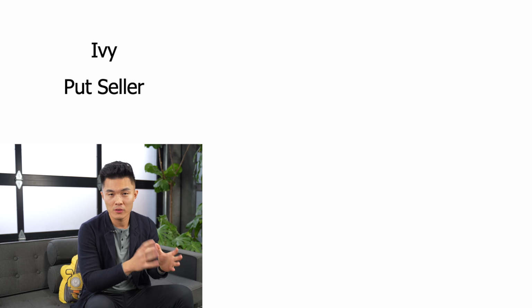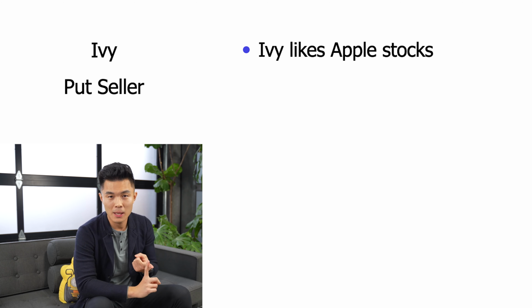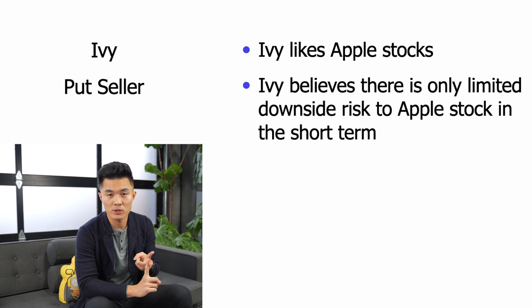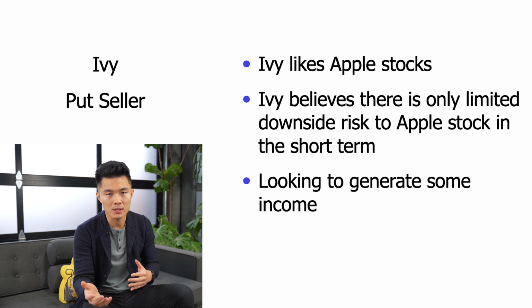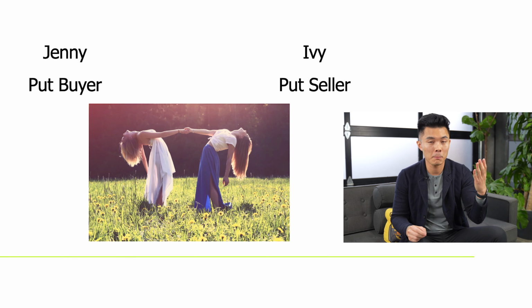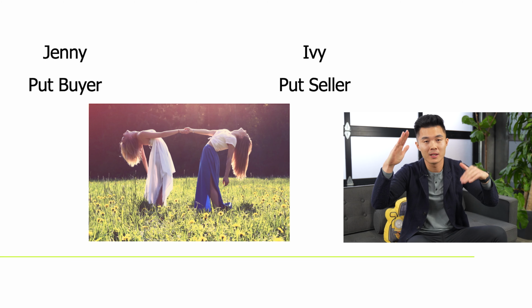And Ivy, on the other hand, is the put option seller. Ivy likes Apple stock. Ivy believes that there's limited downside in Apple stock. Also, in the meantime, Ivy is looking at generating a stream of income while waiting to buy Apple stock. So Jenny, as a put option buyer, is very bearish on Apple stock, whereas Ivy on her side is neutral to bullish on Apple stock. Jenny pays Ivy the money, Ivy receives the money, and Ivy can now potentially own Apple stock from Jenny.